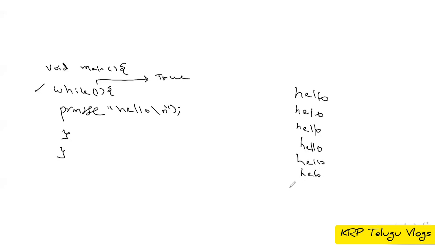Note down this. Output is: hello prints infinite times because 1 is nothing but true. So while 1 means this loop will never fail, so it will keep on iterating. The statement will print n number of times, infinite times. Clear? Understood? Yes, sir. Okay, note this.